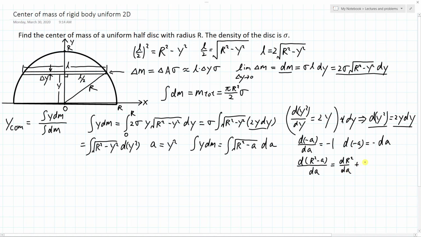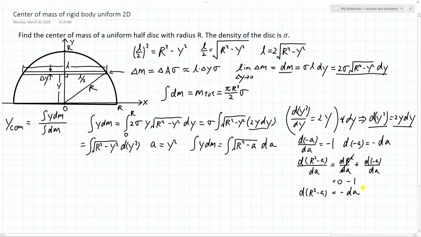And we also have this d of negative a. We can actually just move that past the d or dA. Right, r squared is a constant of a, so this is a 0. That's a 0. And here we have a negative 1. So what I just proved was that d of r squared minus a is equal to minus dA.